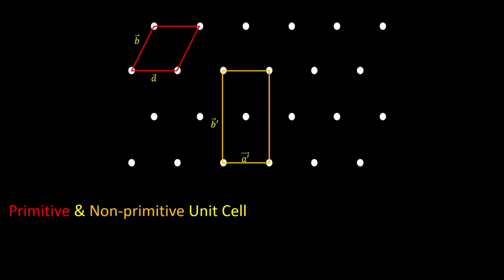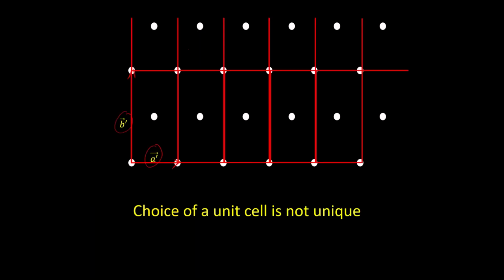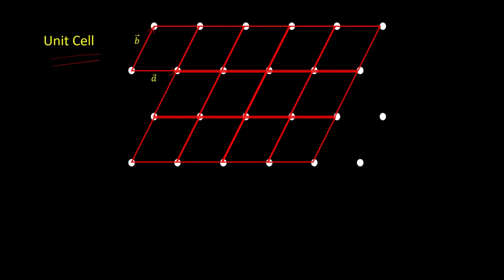A primitive cell is a minimum volume unit cell and it contains only one lattice point. For example, this particular unit cell formed by the lattice vectors A and B is a primitive unit cell. Why is it a primitive unit cell? Because in this particular arrangement of the unit cells, let's consider any particular lattice point. Let me say this particular lattice point.